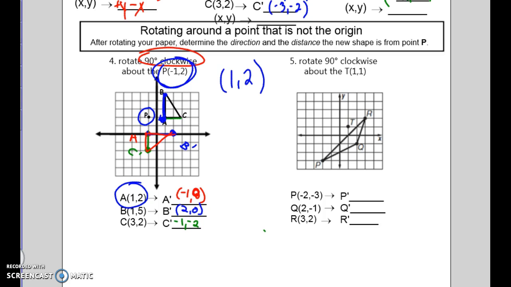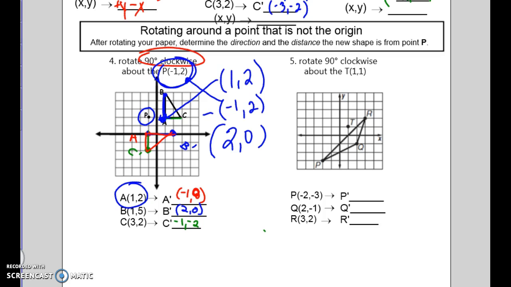But in order to use that origin thing, I can't rotate it around that point. I have to rotate it around the origin, right? So if I move this point back to 0, 0, then I can use that origin thing, right? So let's subtract this. I'm subtracting it from here, and I'm using that coordinate. Everybody got that? So what is 1 minus a negative 1? 2, right? And then 2 minus 2 gives me 0.